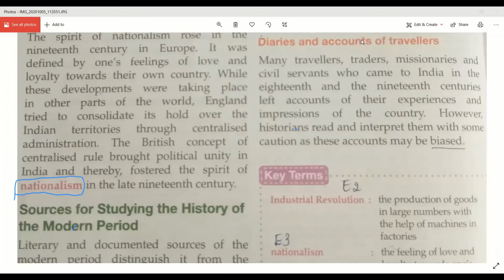Nationalism means one's feeling of love and loyalty towards their own country. When someone loves and owns their own country, when we say India is my country and I love India, that shows our nationalism towards our country. So the definition of nationalism is one's feeling of love and loyalty towards their own country.